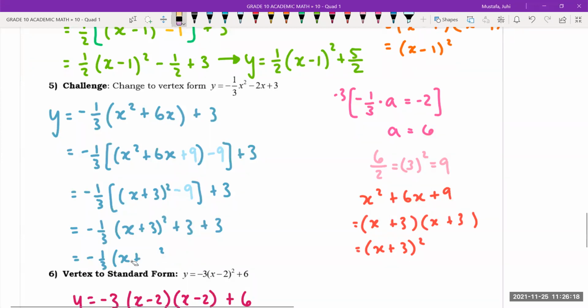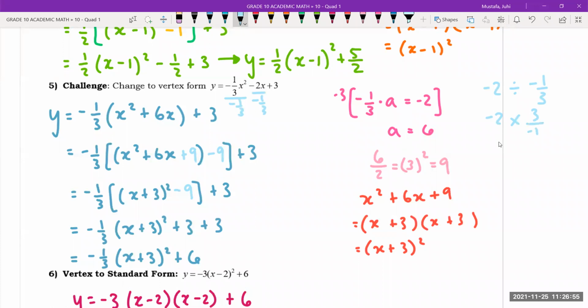Also, could you do -2 divided by -1/3 and multiply it? Another way to think about it is you're dividing this by -1/3 and you're dividing this by -1/3. So you could think of it as -2 divided by -1/3, which is -2 times 3 over -1, which is 6. So that's another way to think about it.